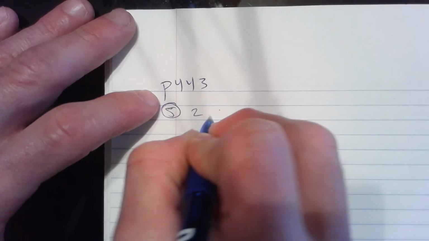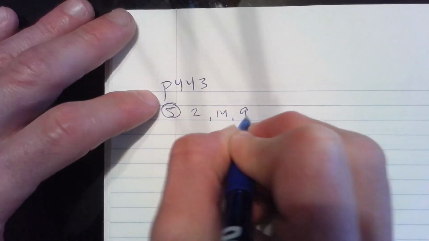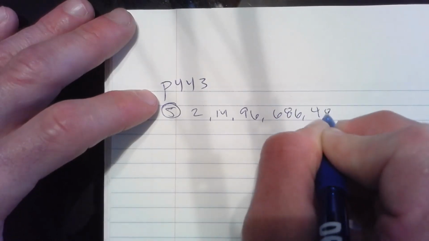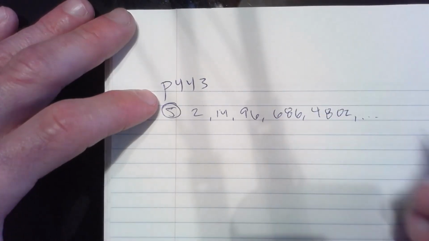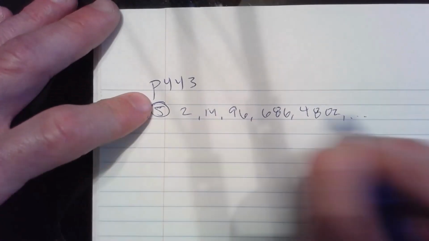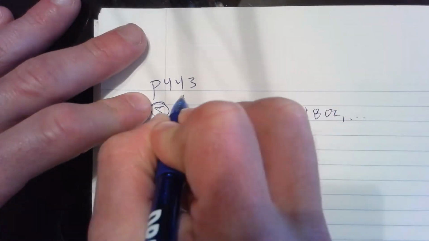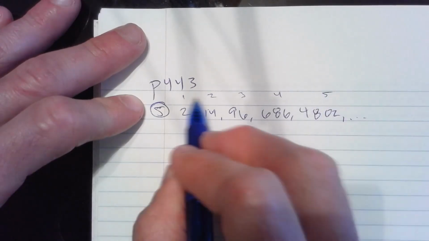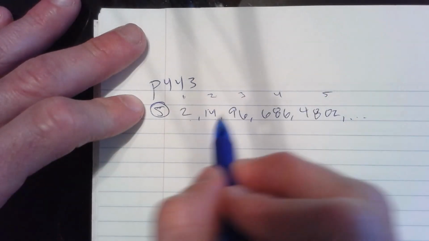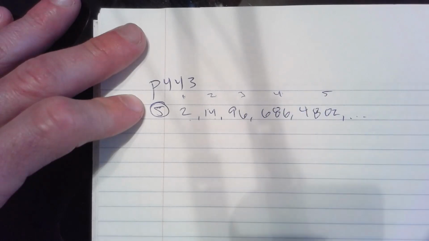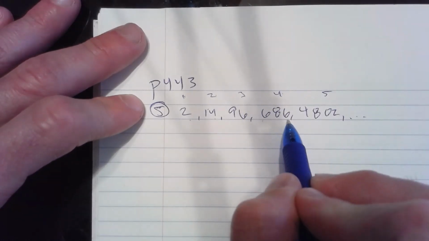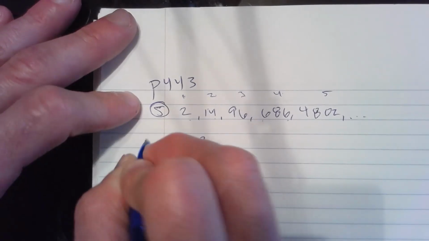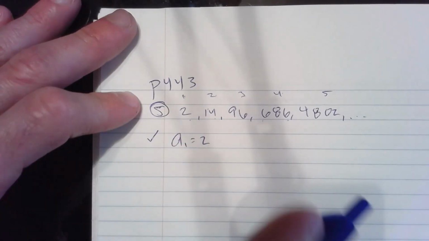So 2, 14, 96, 686, 4802, and so on. Now, I wish I had separate colors, but I don't right now. So remember I said whenever we're trying to make sense of this stuff, we can start labeling our terms. Our first term is 2, our second term is 14, our third term is 96, our fourth term is 686, and so on. So, first term is 2. All right, check. That's the beginning term. Everyone needs a beginning term.